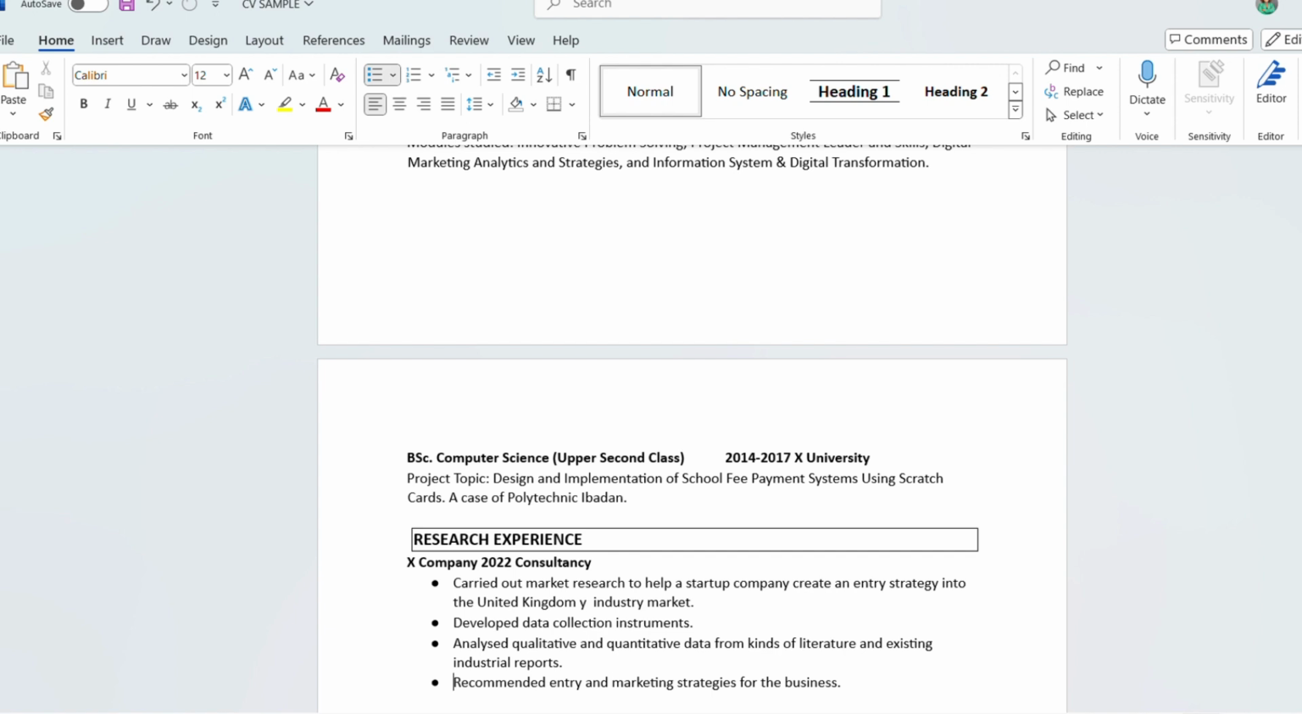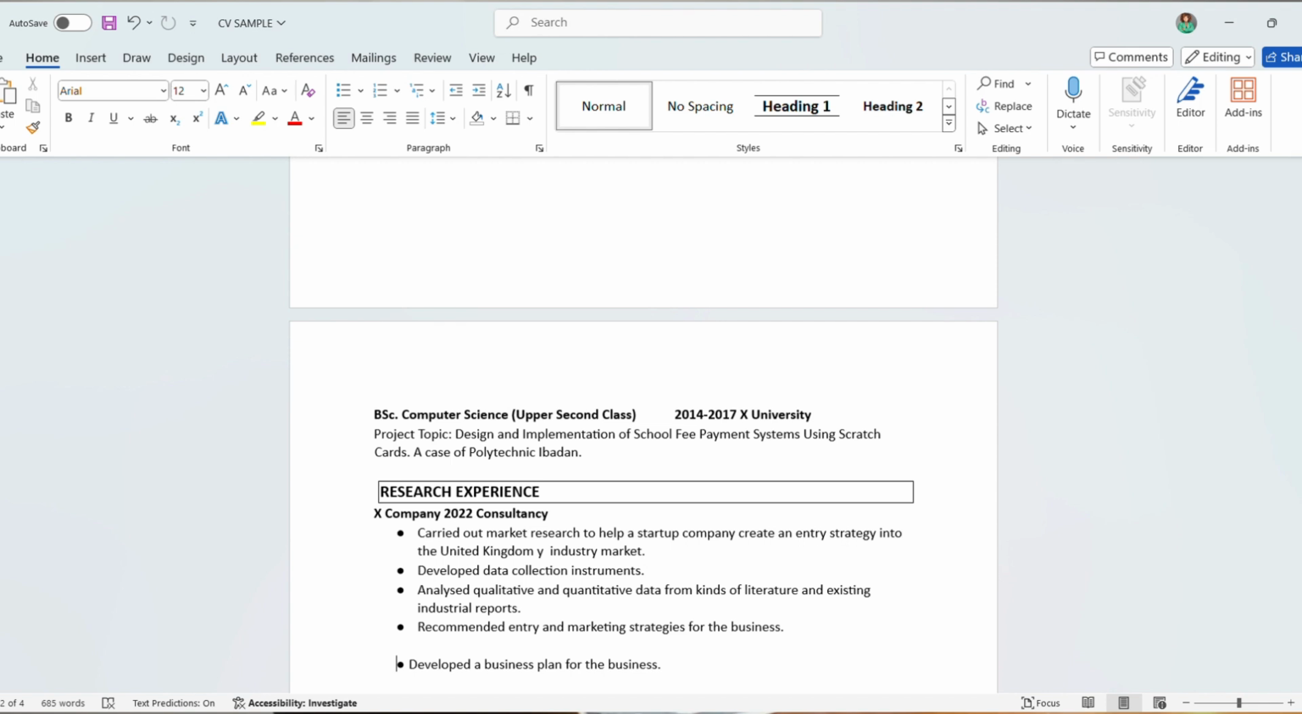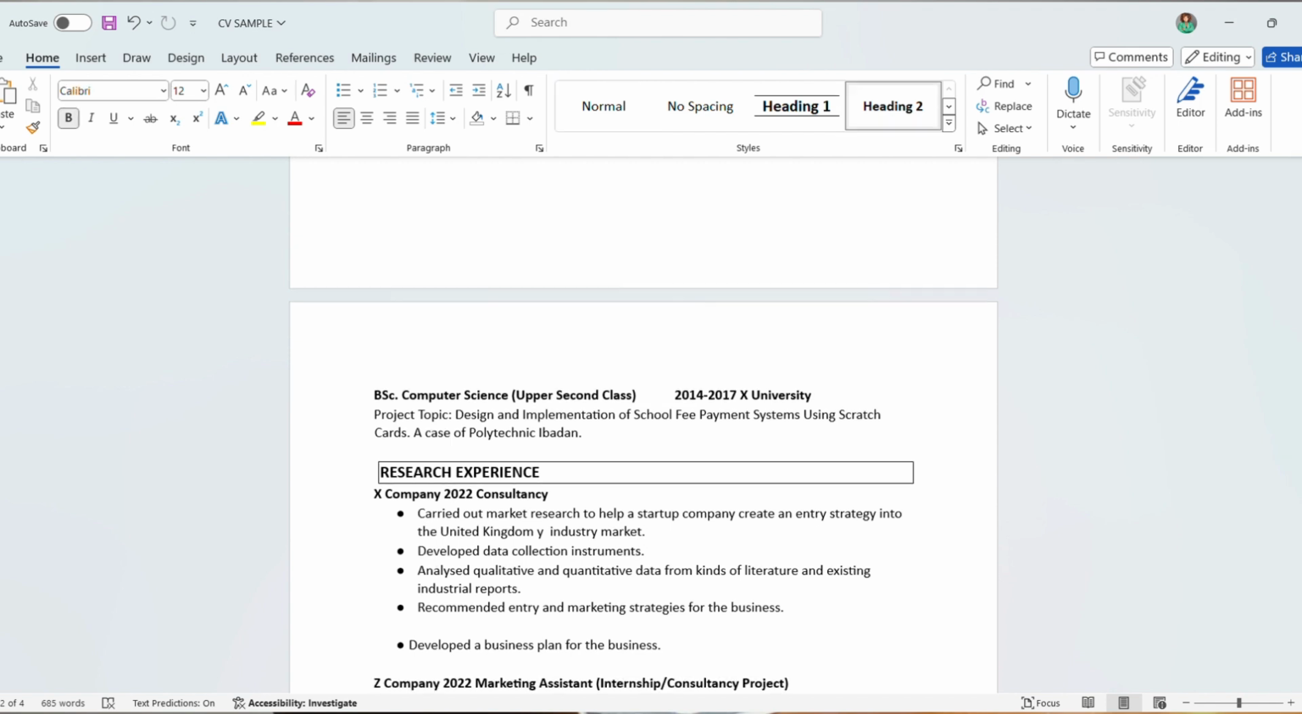Ensure when you're writing your research experience, you talk about the methodology, you talk about the results, you talk about the analysis. So in my case, I carried out market research for a startup company to create an entry strategy for the United Kingdom market. So ensure you give this information, let it be precise, let it be detailed, let them know the results, the method, and the analysis. So that was what I did.